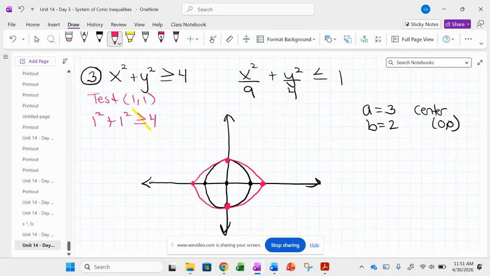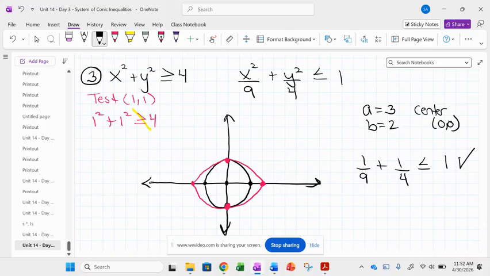Okay, so now I have to decide, x squared over 9 plus y squared over 4 is less than 1. Let's test the point 1, 1. Is 1/9 plus 1/4 less than or equal to 1? Yeah. So what does this mean? So this holds true. So that means for the circle, I'm shading outside the circle. But for the ellipse, I'm shading inside the ellipse.